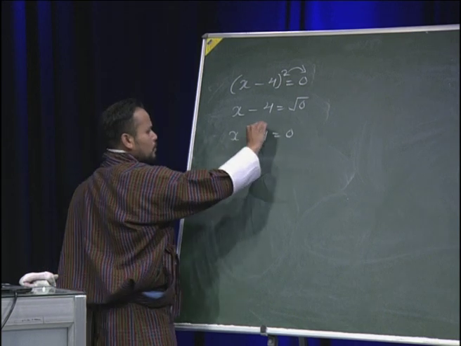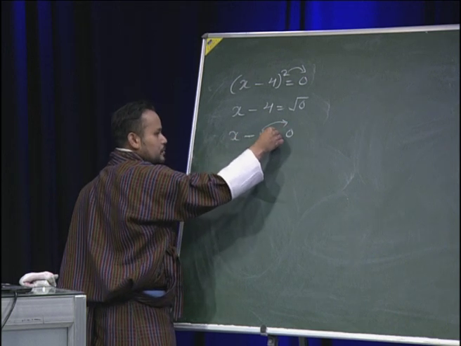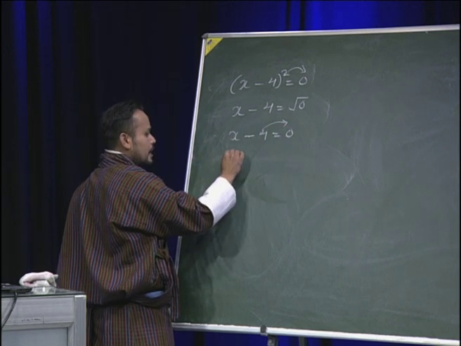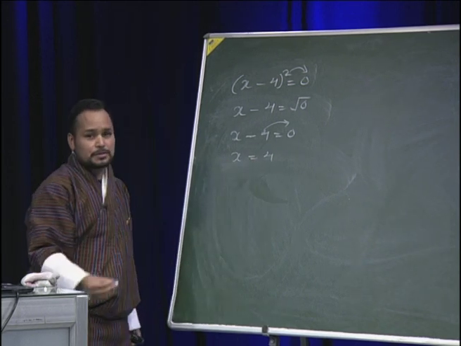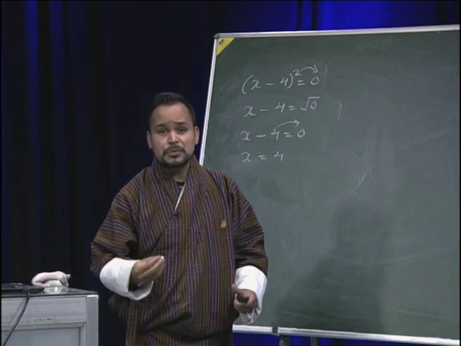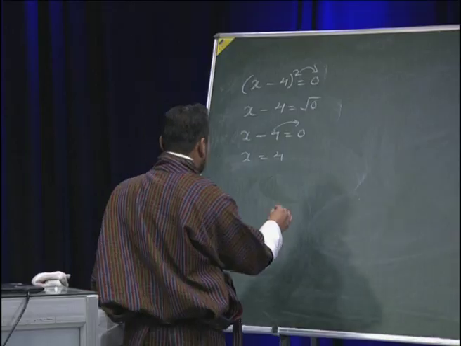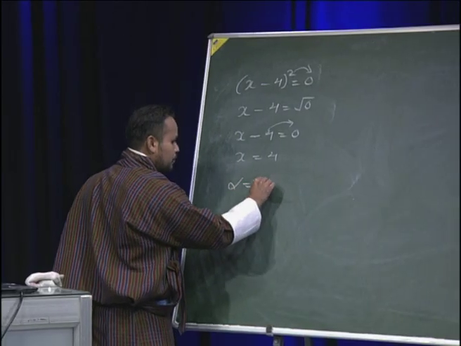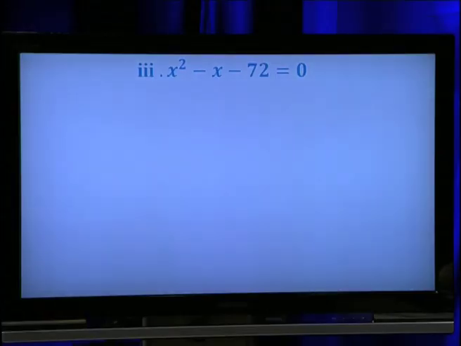Now take 4 to the other side. So here you have minus. When you cross this equal to sign, this will become plus. So x will be equal to 4. So I have one solution, but this equation is also an example of quadratic equation. So this is going to have two solutions. Those are alpha is equal to 4 and beta is equal to 4. Example 3, I have x squared minus x minus 72 is equal to 0.